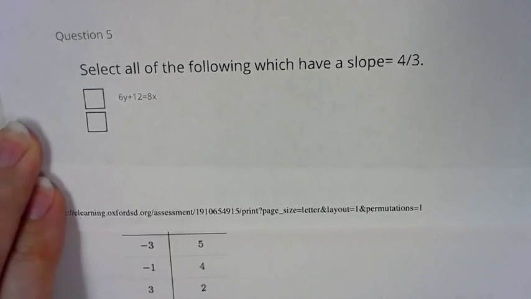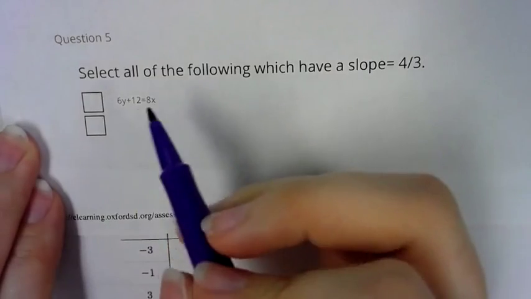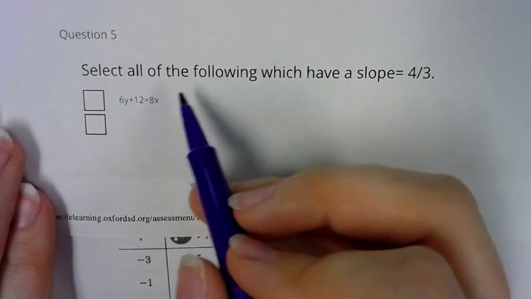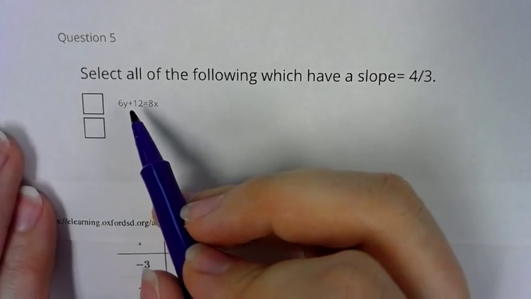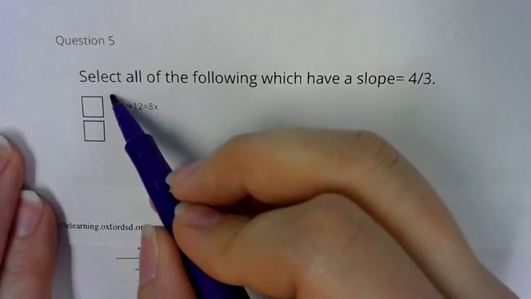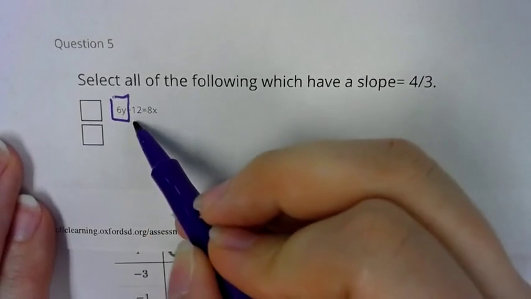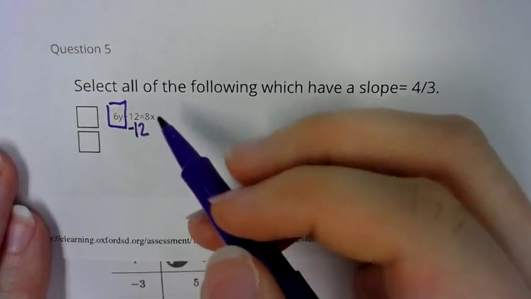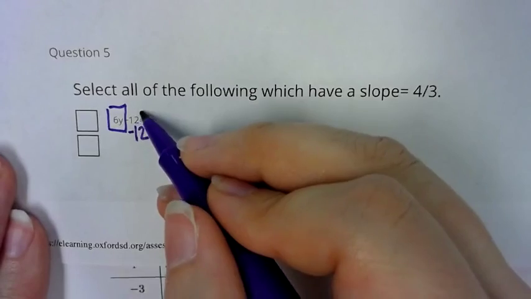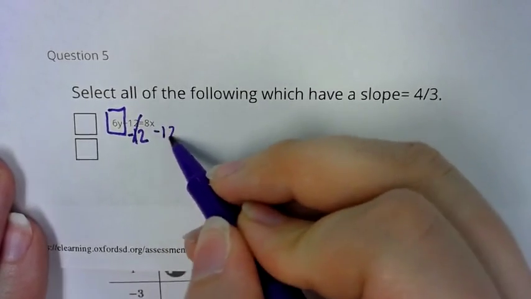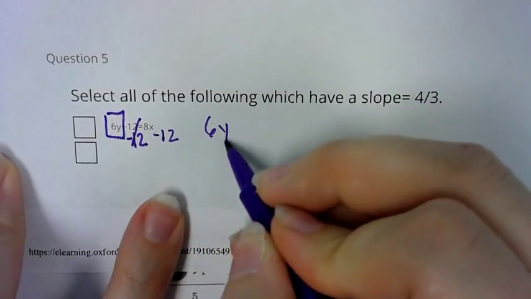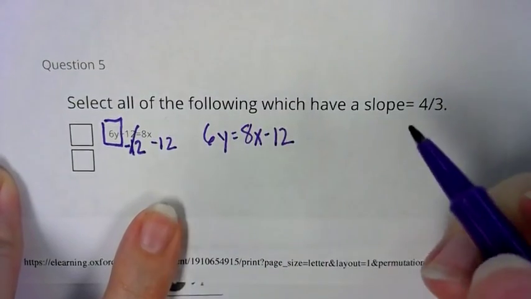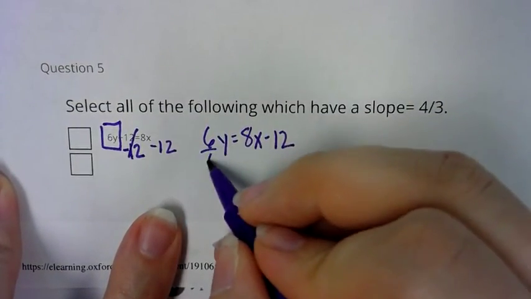So this first one is an equation that is not already solved for y. So to determine if the slope is 4 over 3 or not, we need to solve this equation for y. So if I'm trying to get y by itself, I would need to subtract 12, because it is adding 12, from both sides. So I have 6y equals 8x minus 12. Then I would need to divide both sides by 6.